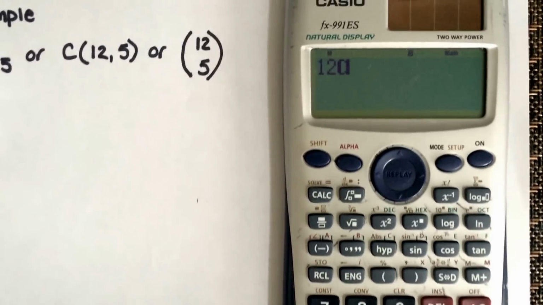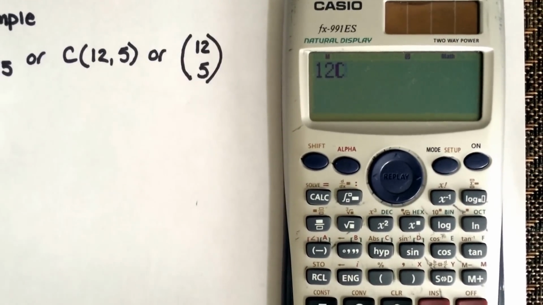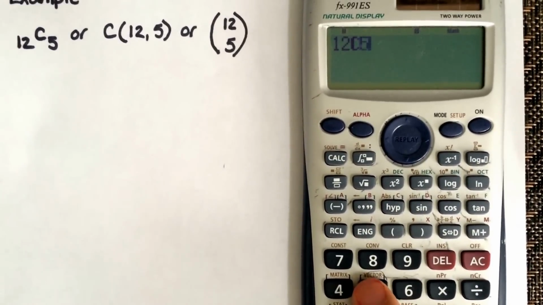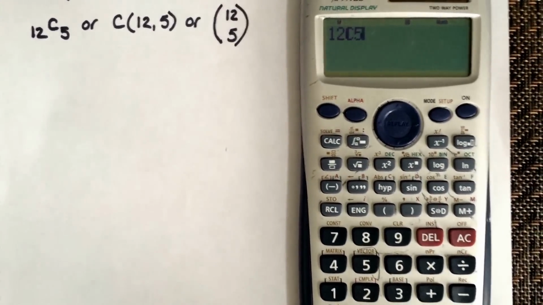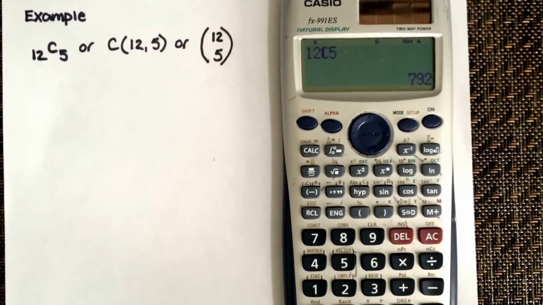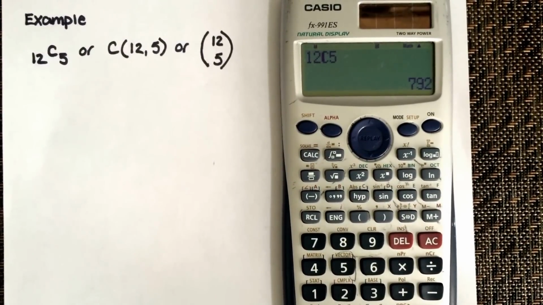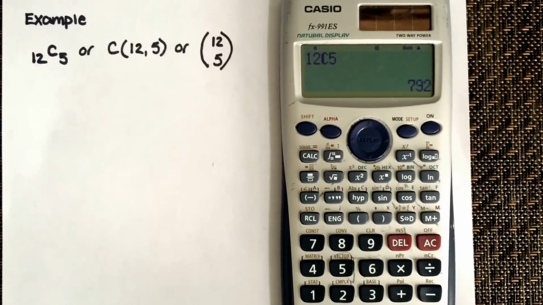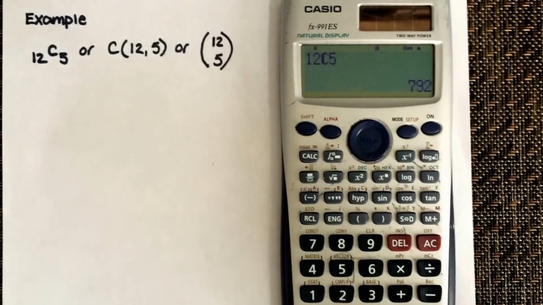Now you see a C on the screen. And secondly, just enter in the number 5, because that's how many you're selecting. Hit equals. There you have it. 12 choose 5 is 792. And it's done on your fx-991ES Casio calculator.